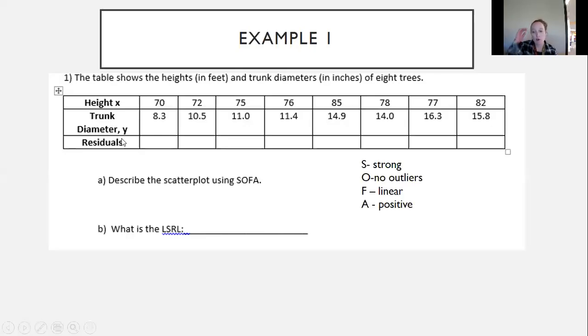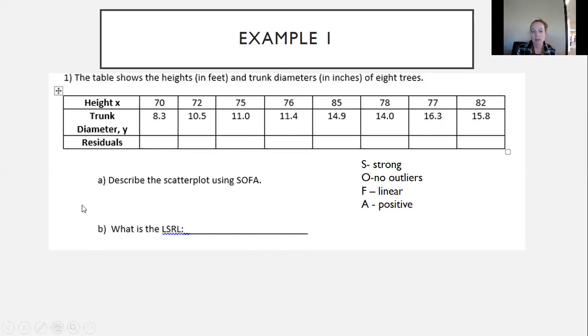All right, so SOFA. Strength: you can do strong, moderately strong, or weak. This is pretty strong, meaning the points line up in a pretty straight line. There were no outliers. If you take AP Statistics, you'll learn a little bit more about determining exactly if there are outliers, but there are no outliers. The form is linear. You can have quadratic, you can have exponential form, but we're going to draw a line through this data. And then the association is positive. I want you to think about the data. As the height of a tree gets larger, the trunk should also get larger. So that's a positive association. If one gets large, the other gets large.